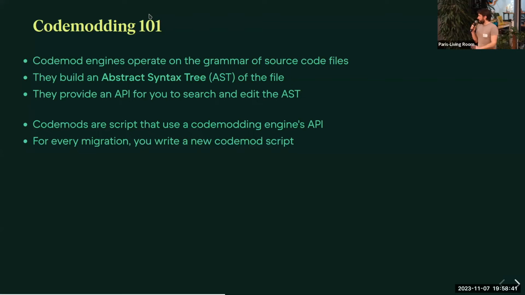So just the basics. Code modding refers to two things, right? There's the engine. This is basically a static analysis tool. It's a compiler in some sense. And it builds what's called an abstract syntax tree, example in a minute. And it gives you an API so that you can edit parts of this tree. And this is how you modify your program. And then code mods themselves, they're scripts that use the engine to perform a specific migration.